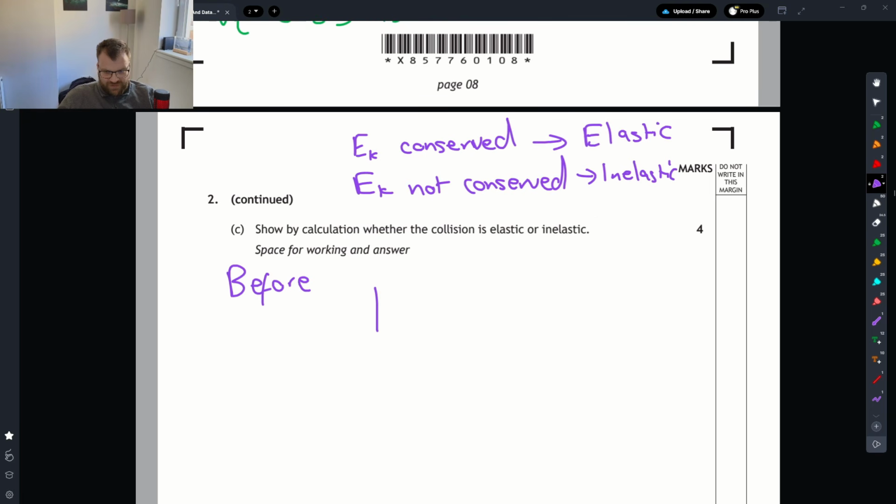Let's set it up for before. So EK equals, so we need to take both of them together. So I'm just going to add them both together.